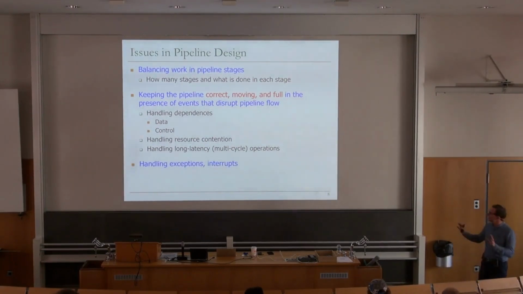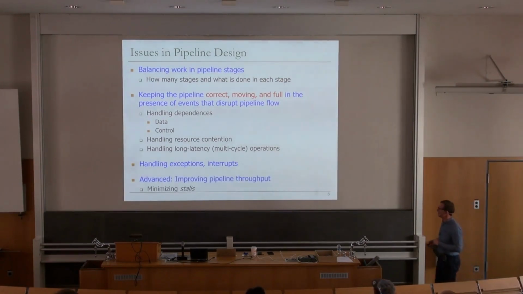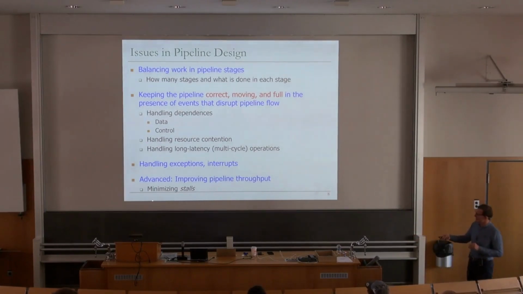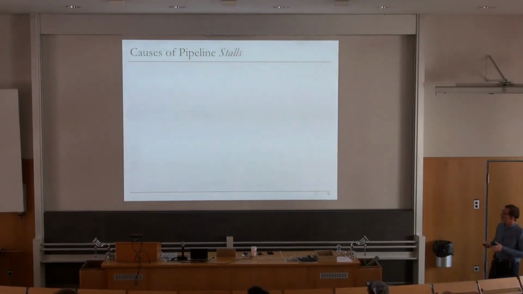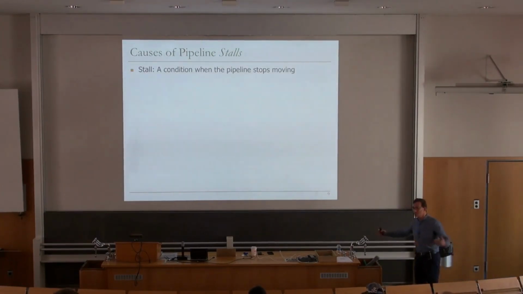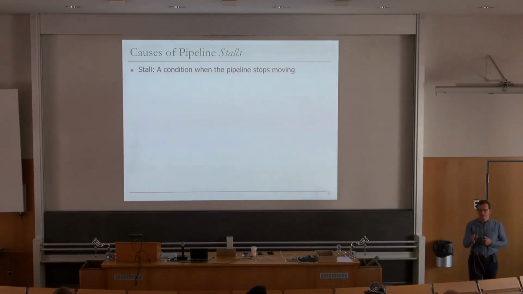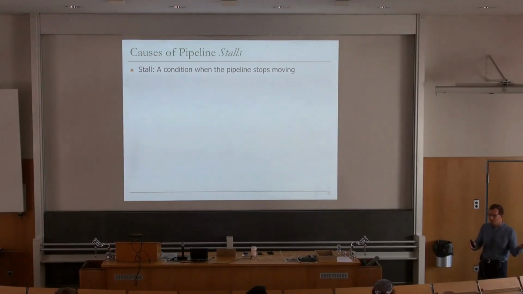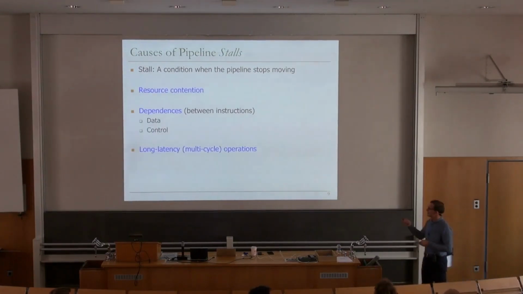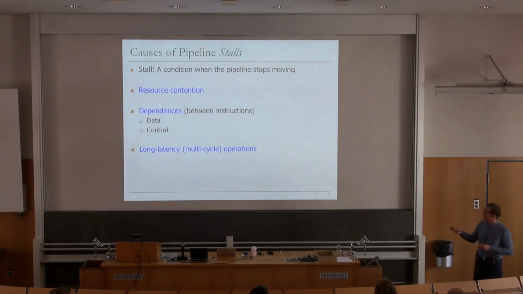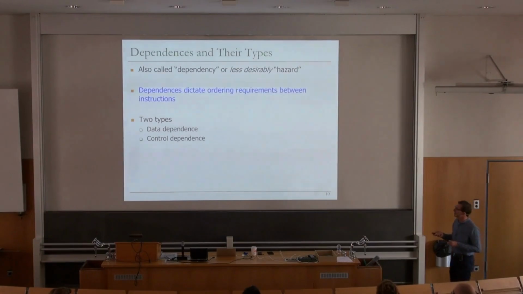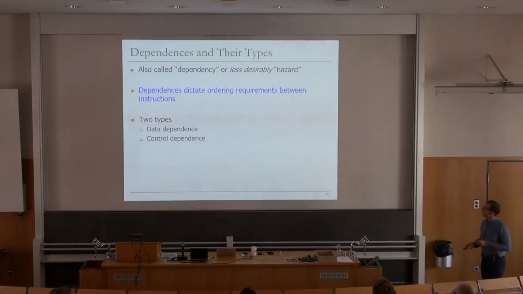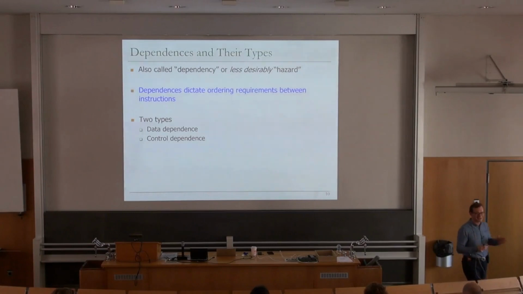Okay, you need to handle exceptions and interrupts, and we've covered that in digital circuits. We're not going to talk about that right now. And you need to improve pipeline throughput somehow, and this is important for minimizing stalls. So these two are actually related. Okay, what are the causes of pipeline stalls? A stall is a condition in which the pipeline stops moving. Right? For some reason, you're stuck there, you're stalling, and you cannot move the front end of the pipeline. And this happens due to three major reasons. Resource contention is one, dependencies is another, and long latency operations is another. And we're going to tackle dependencies especially today. As I said, this is also called dependence, or less desirably hazard. Hazard sounds really bad, but it is something that, if you don't handle it well, becomes hazardous, right?